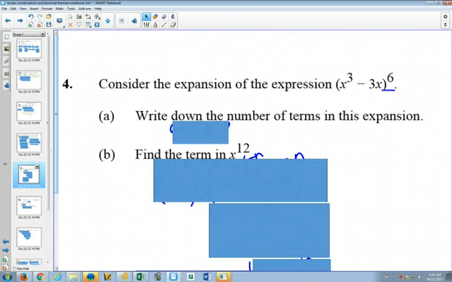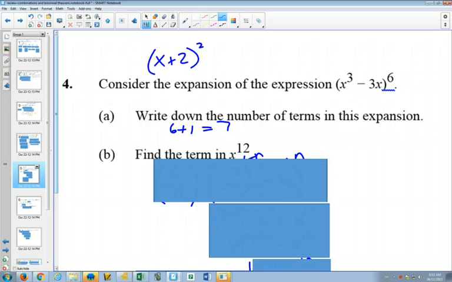All right, one for you to try, this next one. The number of terms in this expansion, well, if it's to the power of 6, if your n value is 6, you'll always have one more as the total number of terms. One way that I remember that is I just take something simple. If it was squared, you know that you could expand that, you would have 3 terms. So you have one more than the exponent. If it was x plus 2 cubed, you would have 4 terms. So because the power is 6, we're going to have 7 terms.